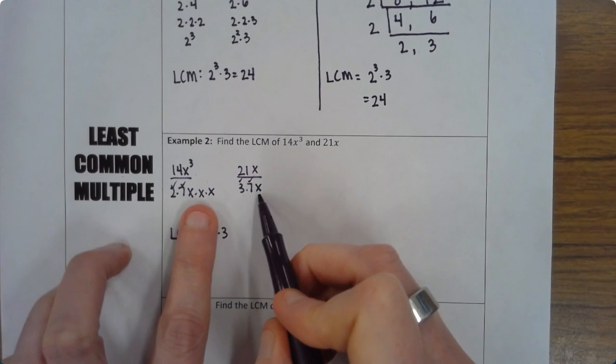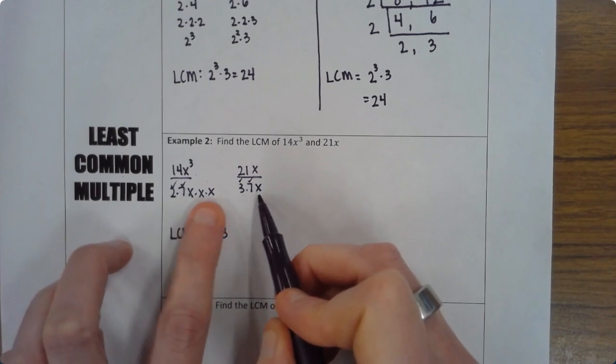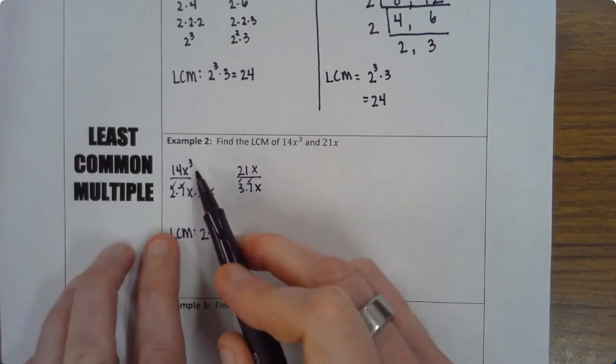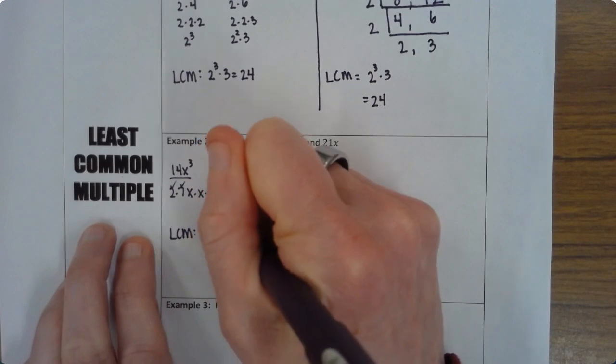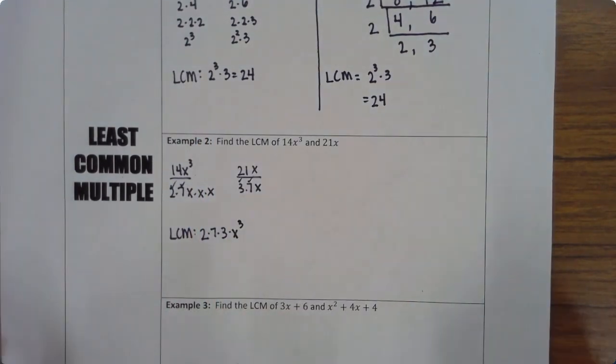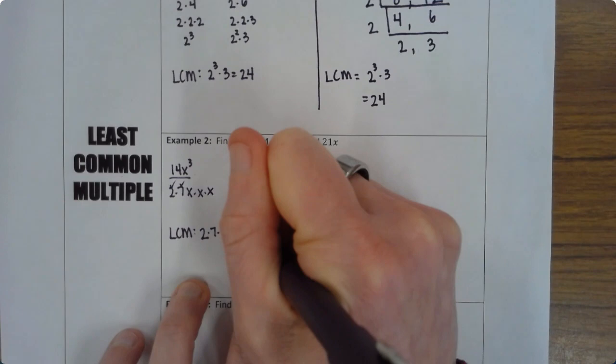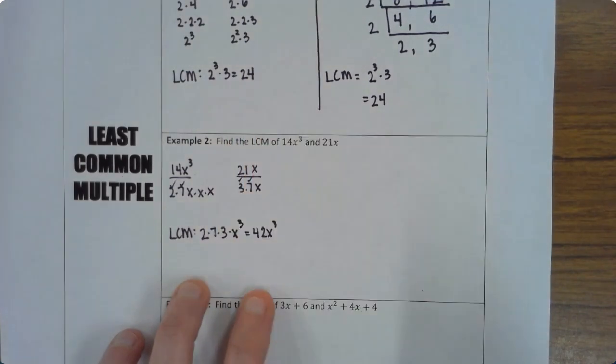And then I have my x's. So I have x cubed versus x. The higher degree would be that x cubed. And if we multiply that out, our LCM would be 42x cubed.